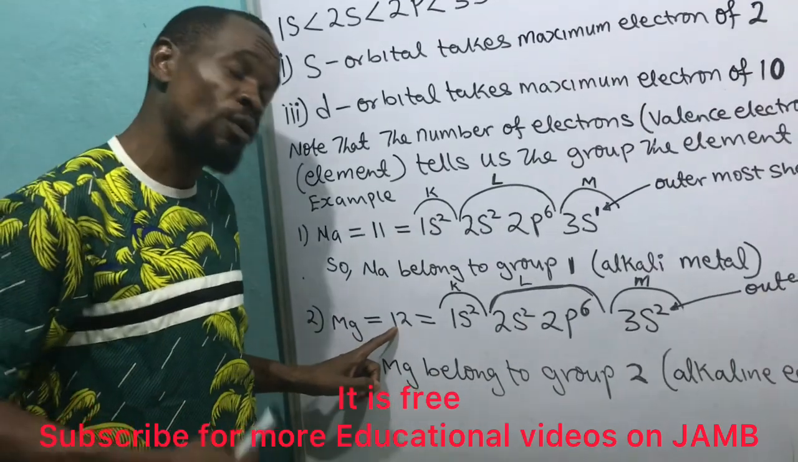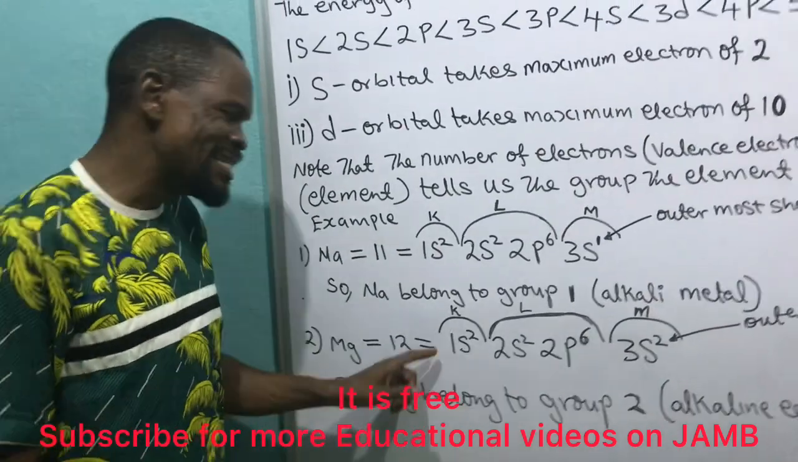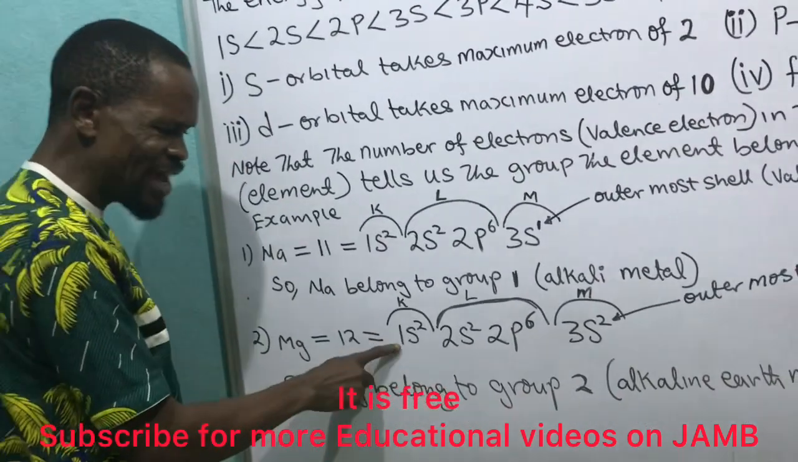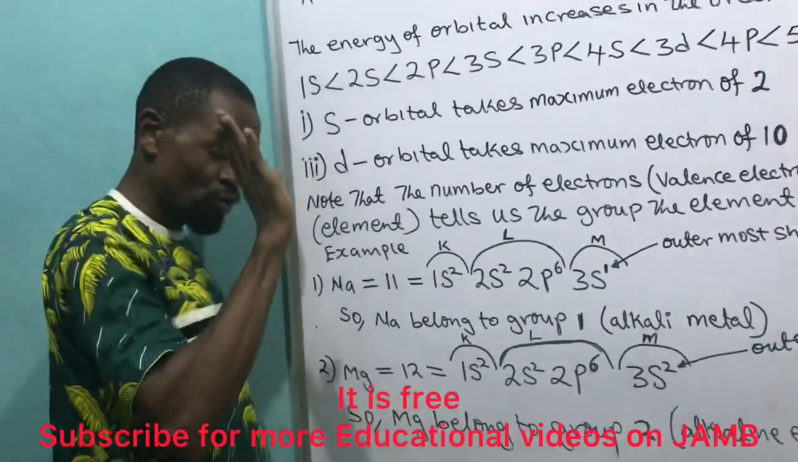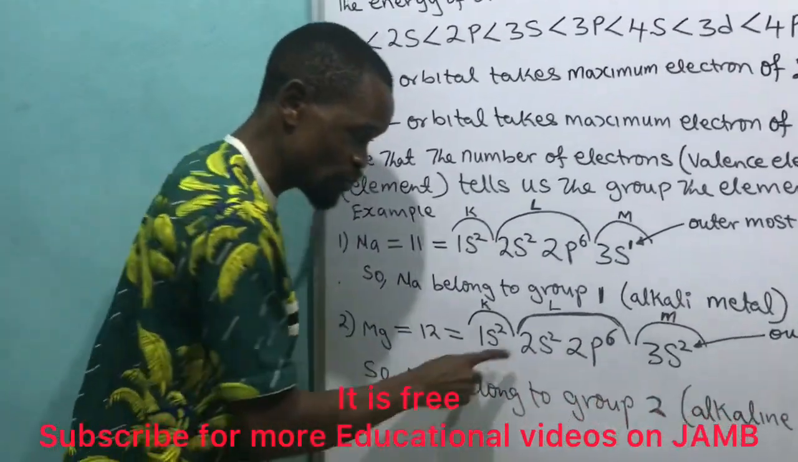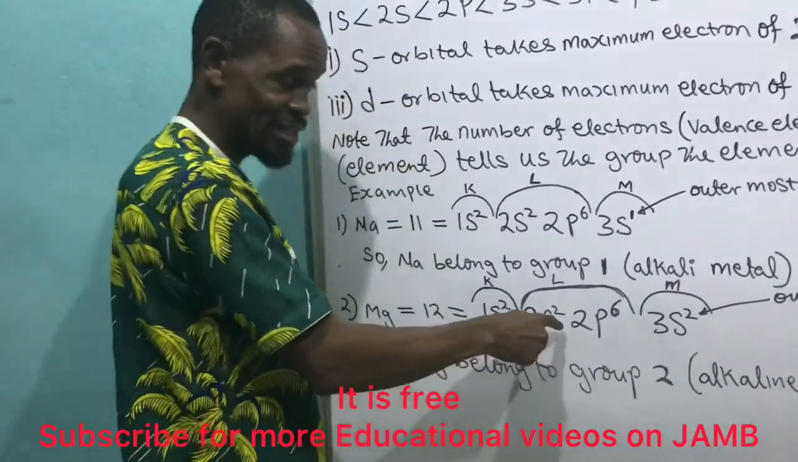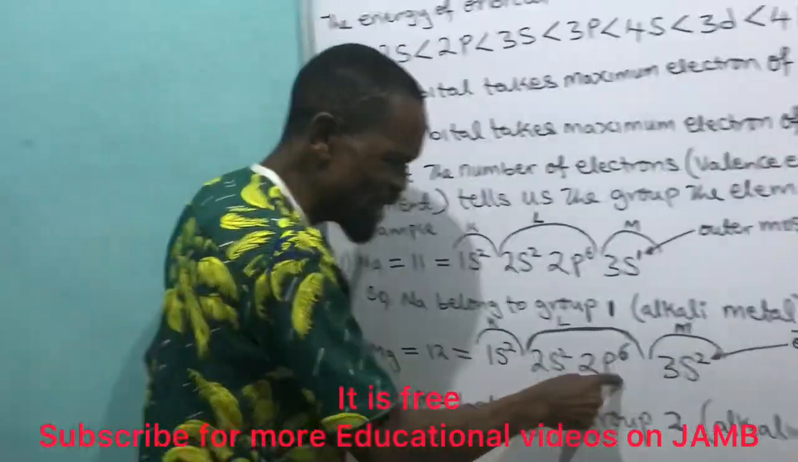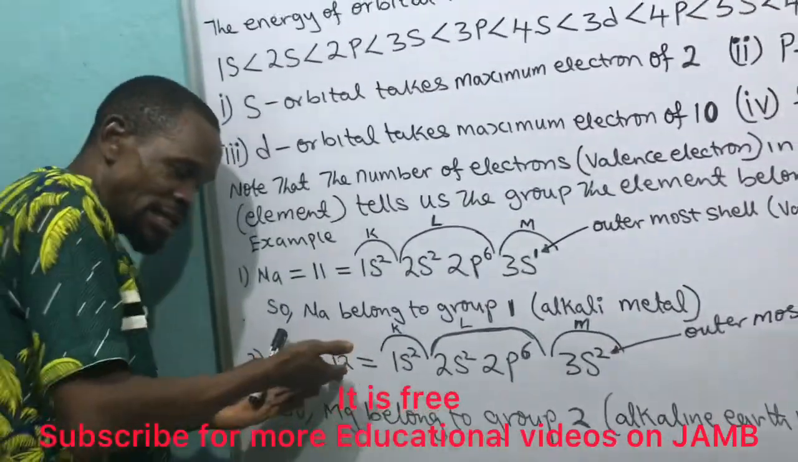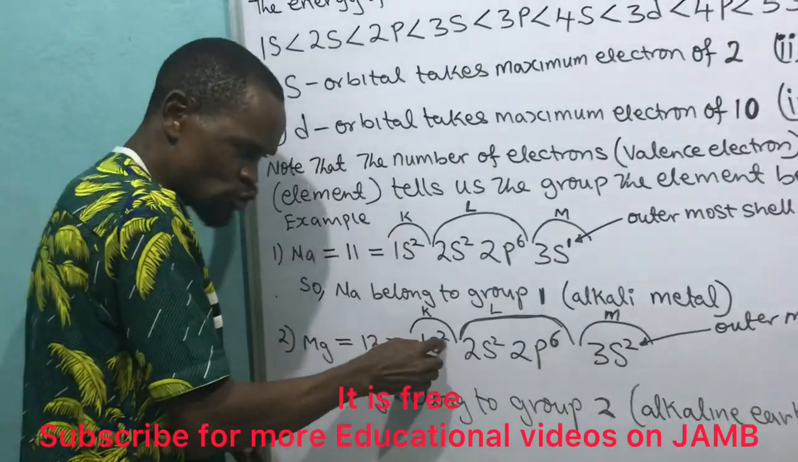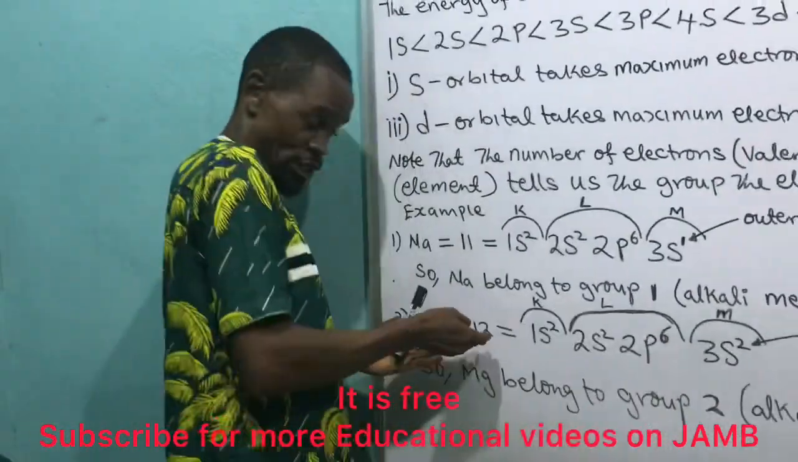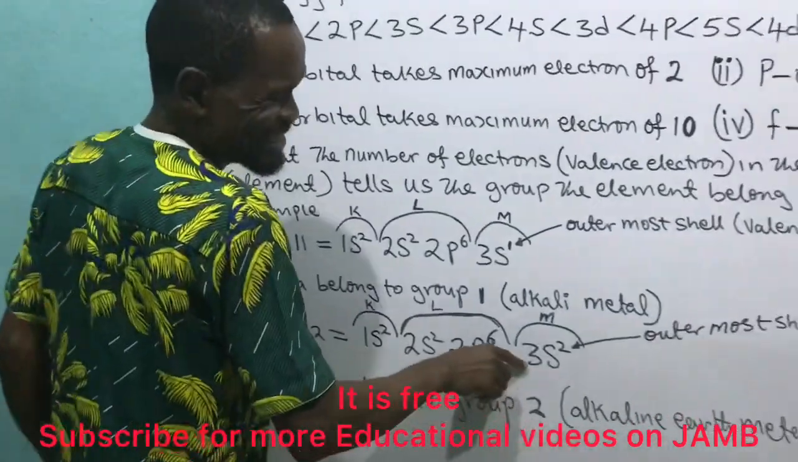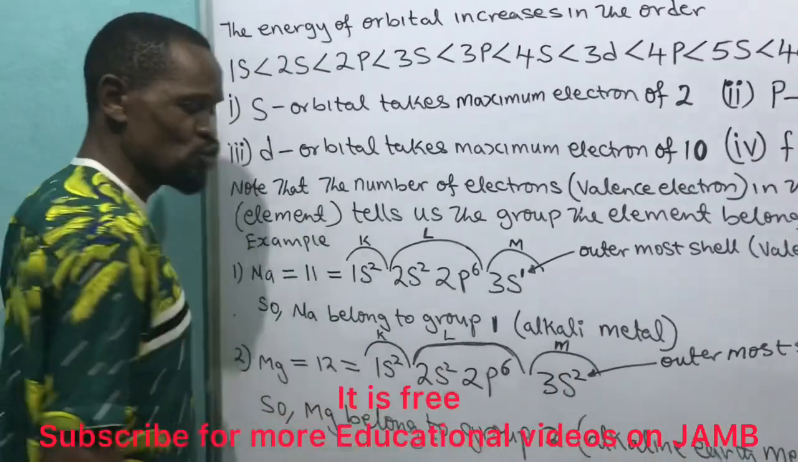Then now example number 2, magnesium, which is equal to what? 12. 12 is the atomic number of magnesium. Look at the first shell, take the maximum of 2, 1s. It has taken its maximum 2. Then second, 2s is taking its 2, and the 2p is taking its 6. Yet electrons still remain. Check it: 2 plus 2 is 4, and this 6 makes 10. 2 electrons still remain. Then the 3s has to be filled up with 2.